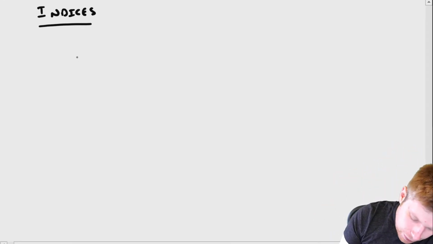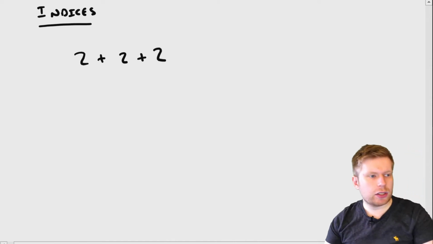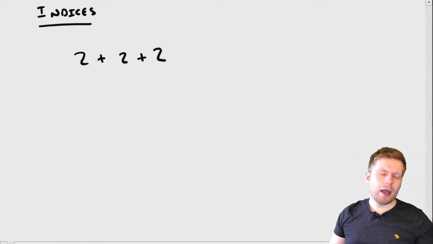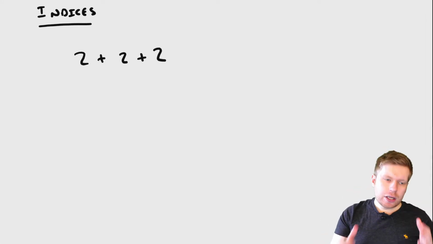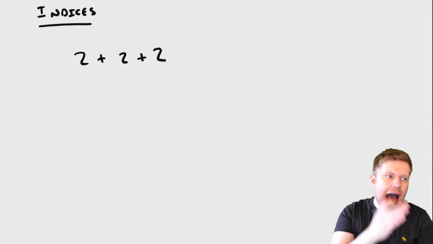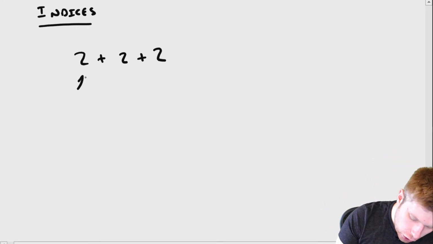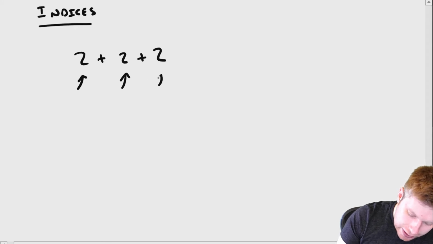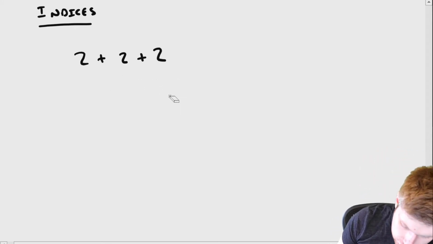If I had 2 plus 2 plus 2, okay, so 2 plus 2 plus 2. Now, we have shorthand notation for this situation. So basically what I'm doing here is adding a number to itself 3 times. So I'm literally taking 2 and then I'm adding it to itself in total of 3 times. Okay, so 2 plus 2 plus 2.